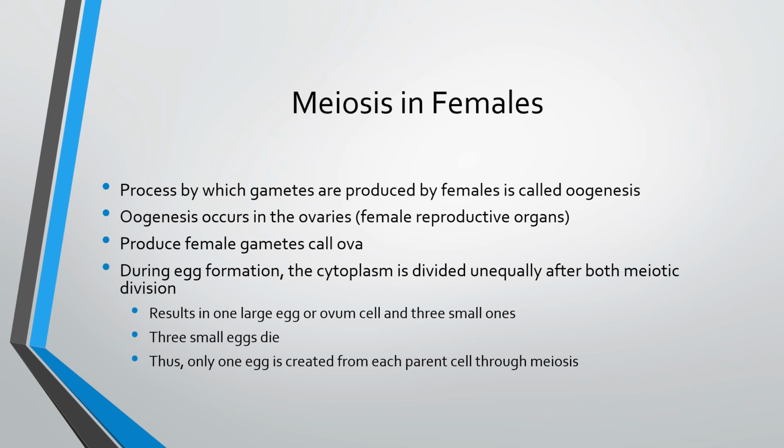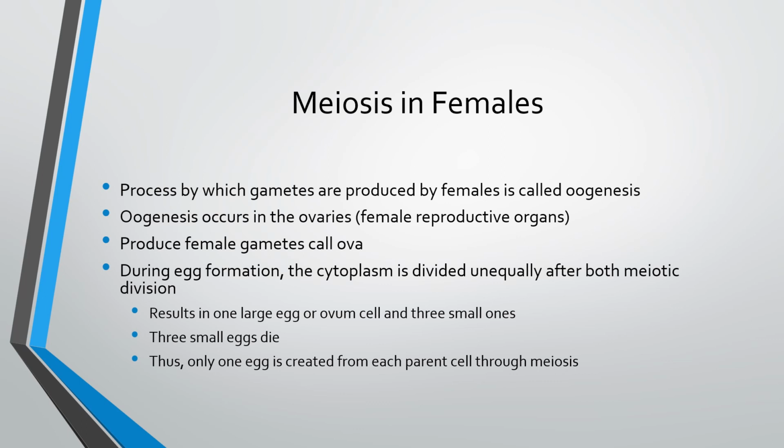Meiosis in females. This is a process by which gametes are produced by females, and it is called oogenesis. Oogenesis occurs in the ovaries, or the female reproductive organs. It produces a female gamete called an ovum or an egg. During egg formation, the cytoplasm is divided unequally after both meiotic divisions. This results in 1 large egg or ovum cell and 3 smaller ones. The 3 small ones subsequently die. Thus, only 1 egg is created from each parent cell through meiosis.